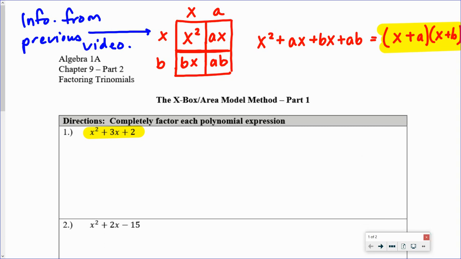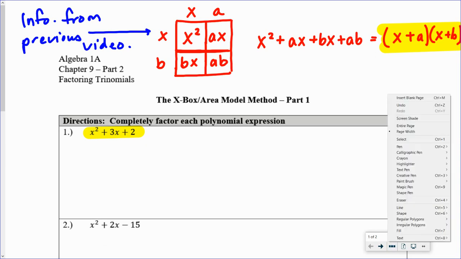Now, this method relies on the information that we discovered in the previous video, and you can see that that's written up at the top of the screen here. And I'm going to be referencing this as we work our way through this video. So let's get started. So we're going to take x squared plus 3x plus 2, and we're going to try to rewrite that as a product of linear binomial factors.